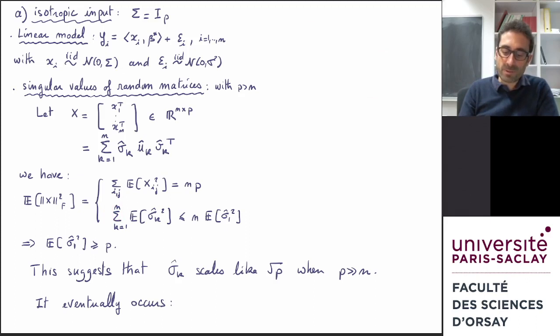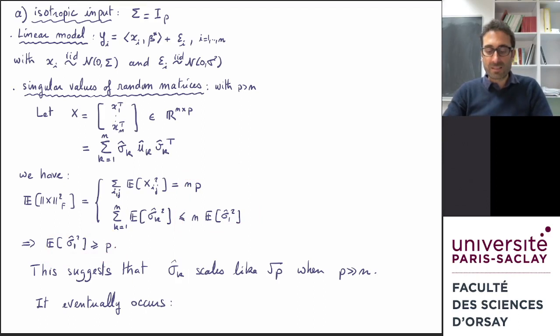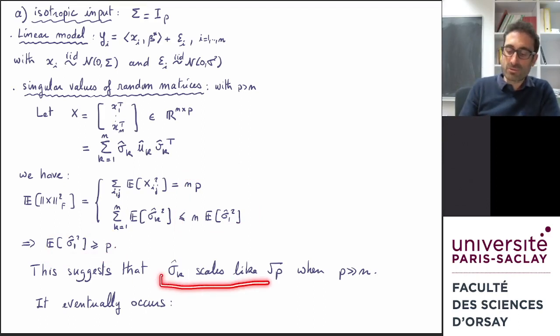So you have only n non-zero singular values, and you can always upper bound each singular value by the largest singular value. So you see that it is always smaller than n times the largest singular value. In particular, if you compare these two numbers, you see that the largest singular value squared in expectation is larger than p. So this suggests that your singular values should scale like square root p when p is large compared to n. And this is actually what occurs.